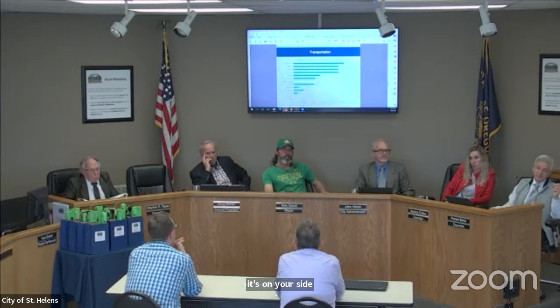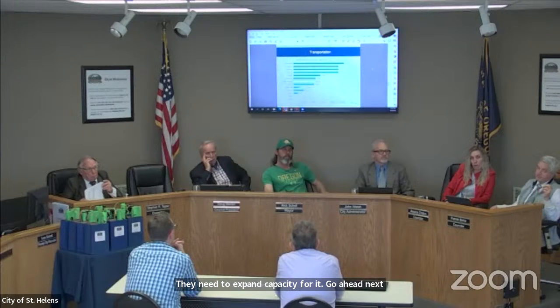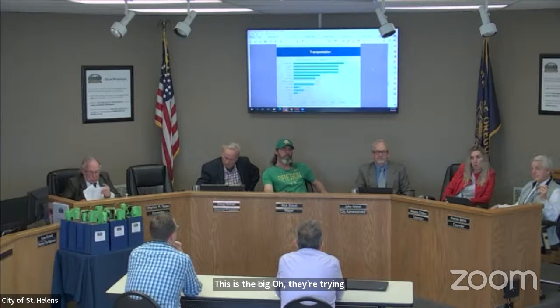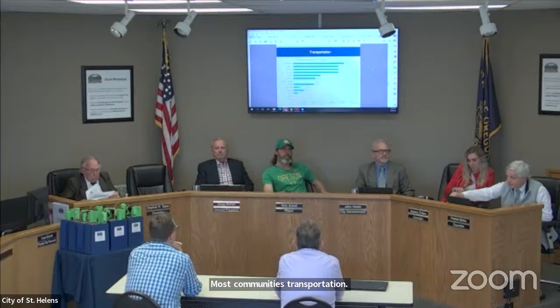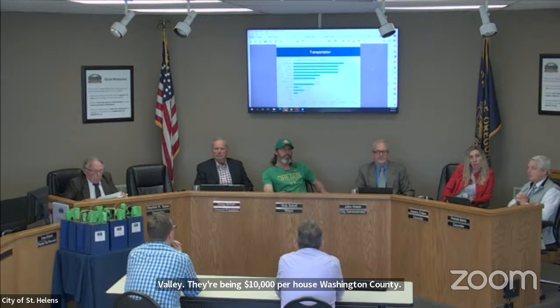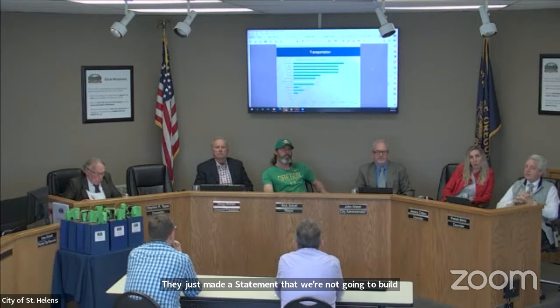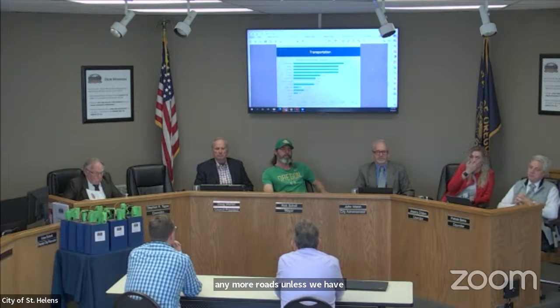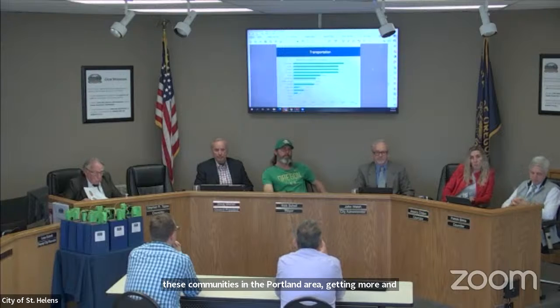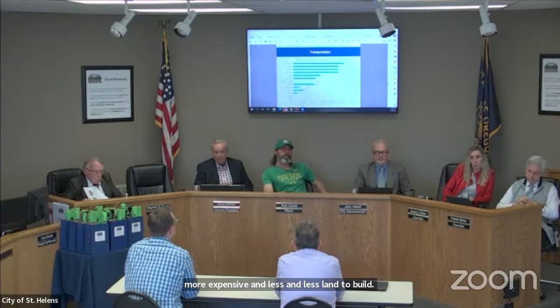Go ahead, next one. Transportation is frankly pretty modest relative to everybody else. This is the big bull in the china shop going down the road for folks in most communities. Transportation SDCs, you look at Happy Valley, they're paying $10,000 per house. Washington County just made a statement that we're not going to build any more roads unless we have somebody to pay for it. And that means growth is going to have to pay for it. And I think you're going to be facing that too. Because as these communities in the Portland area are getting more and more expensive and there's less land to build, you're a very attractive option for folks.